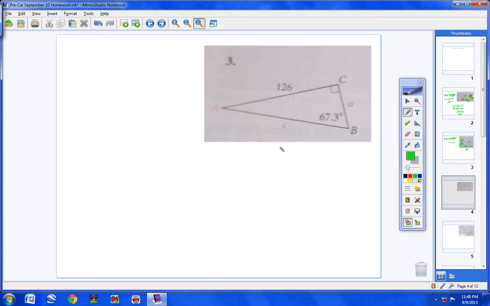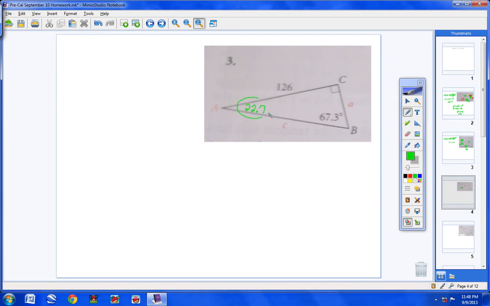Okay, moving on to number 3. Once again, we know two angles. So if I take 90 plus 67.3, I'm going to get 157.3, and then subtract that from 180, and I will get 22.7 degrees. So real quick, that was easy enough.